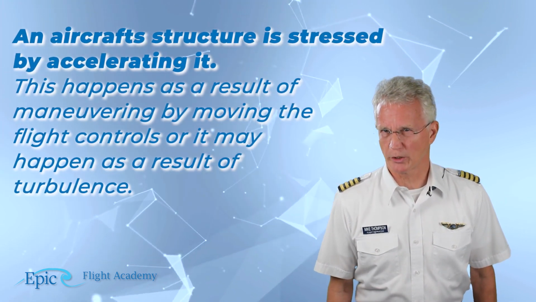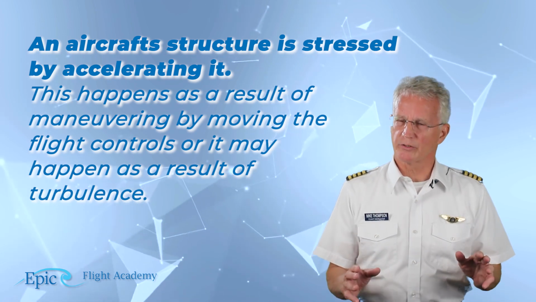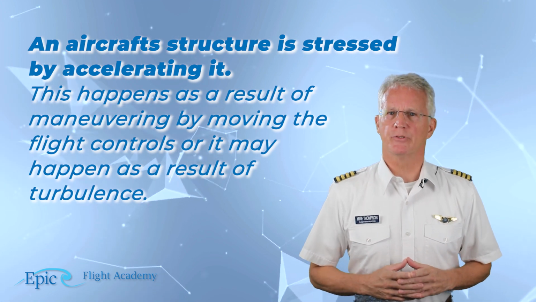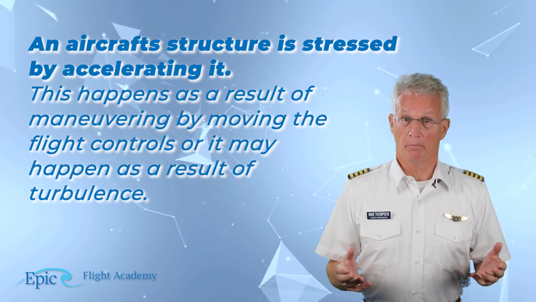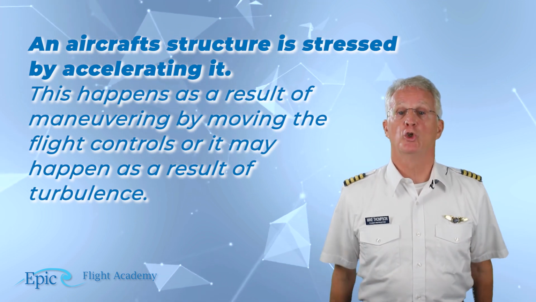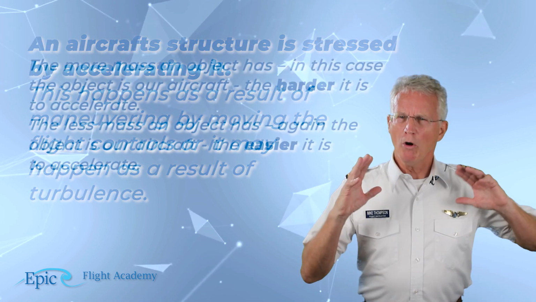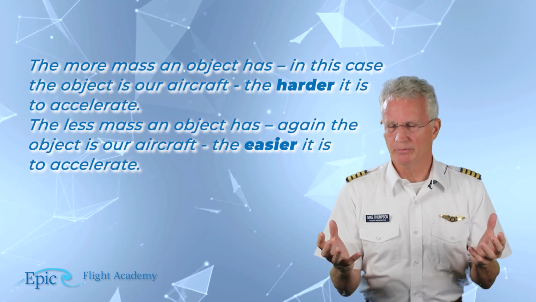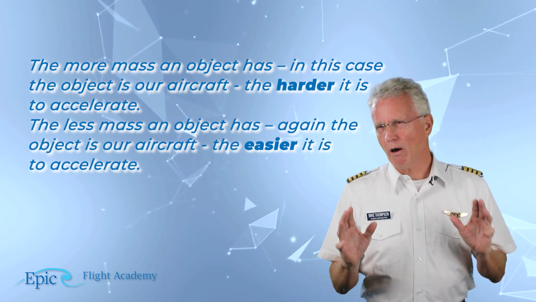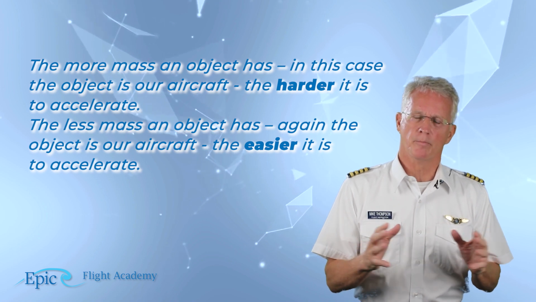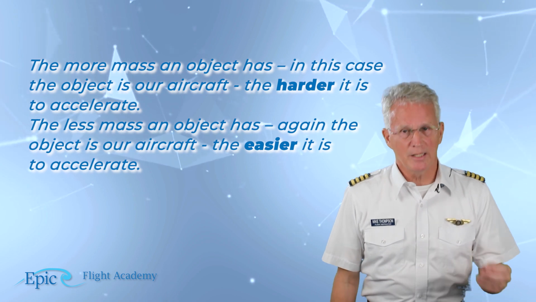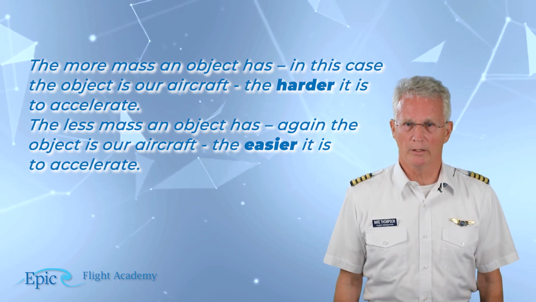An aircraft's structure is stressed by accelerating it. Now, this happens as a result of maneuvering by moving the flight controls, or it may happen as a result of turbulence. The more mass an object has, and in this case, the object is our aircraft, the harder it is to accelerate. The less mass an object has, again, our object is the aircraft, the easier it is to accelerate.